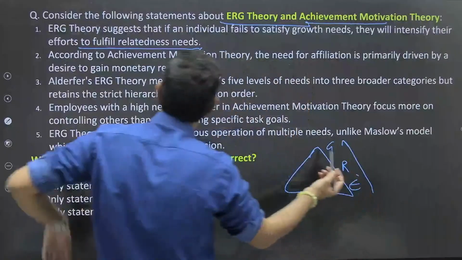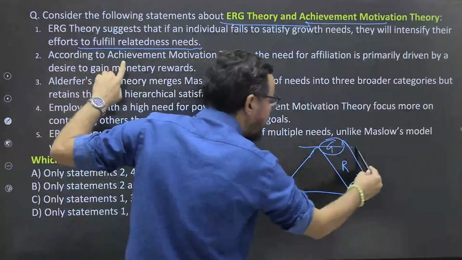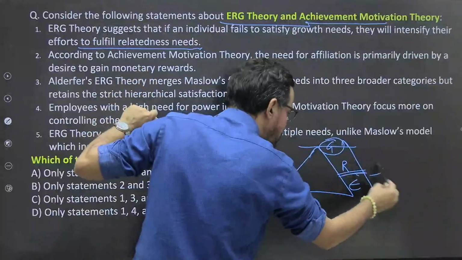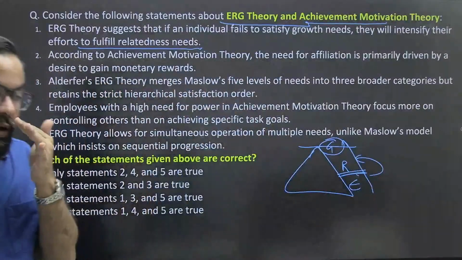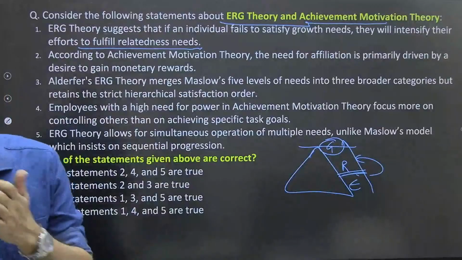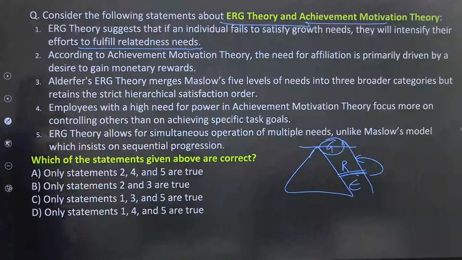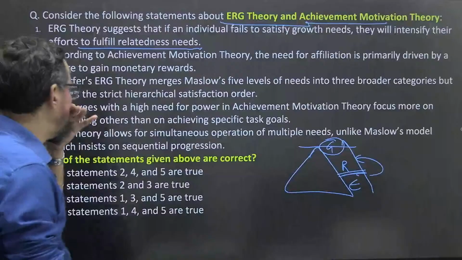If somebody is missing this particular area, they'll start reworking on this one, or they might enter into a stage of regression and frustration, okay.